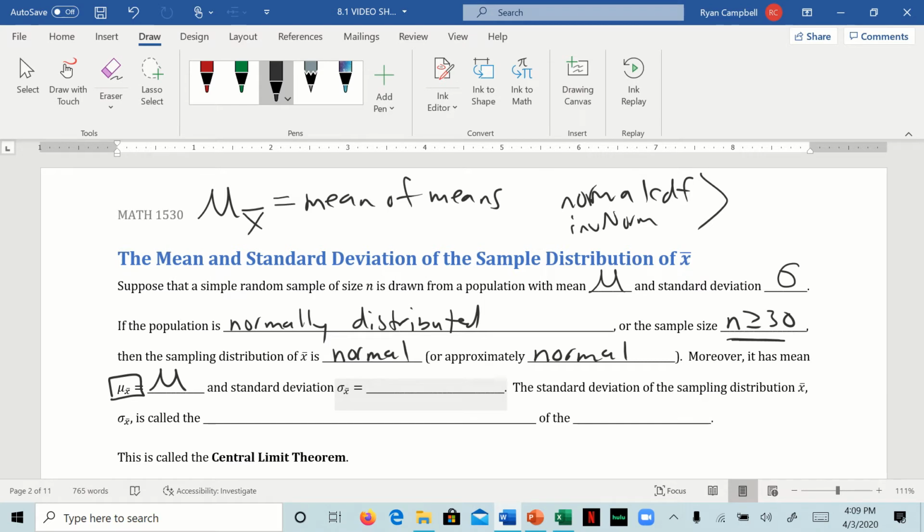I promise it might seem a little confusing right now. We're doing a lot of letters, a lot of symbols. We'll get to actual examples and it'll start to make a lot more sense.